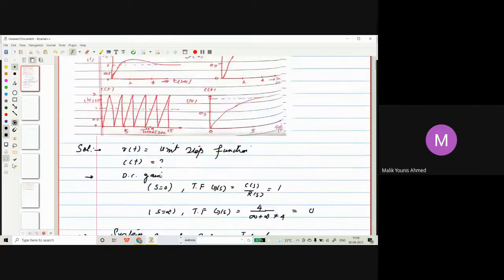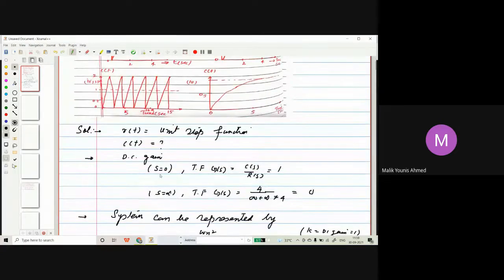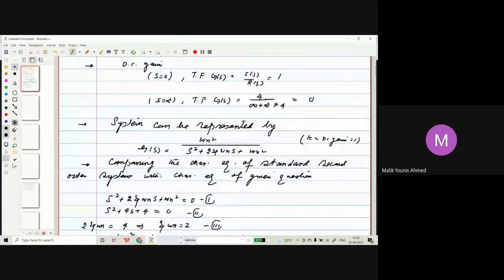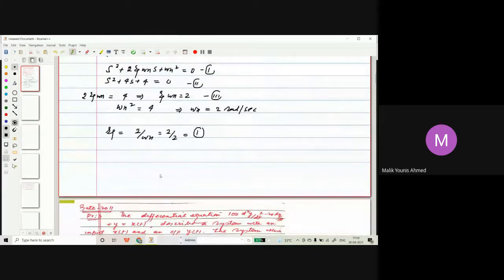What we have to do is look into the graph. Xi equal to 1 means it's option 2, a critically damped response. So this system will be a critically damped system. Okay, critically damped system.